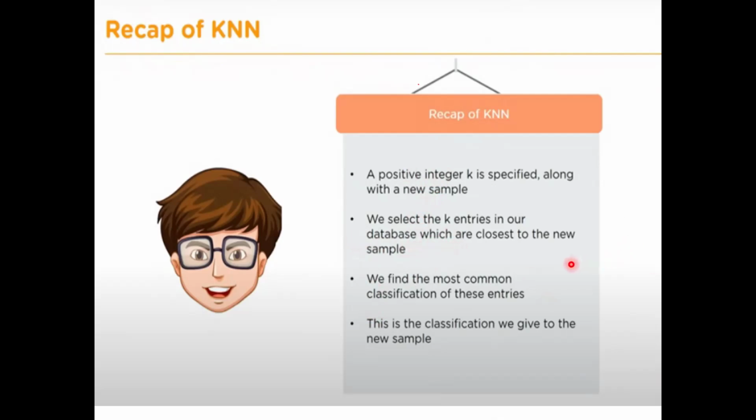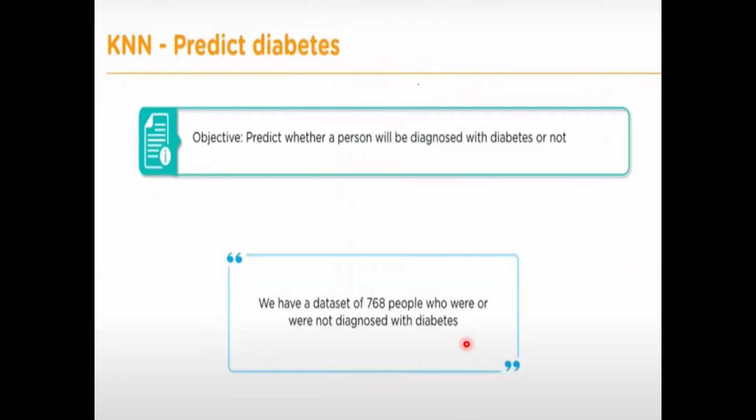That is the second recap of KNN. And the third point we have to remember is we find the most common classification of these entries. When we apply some calculations on it, we find the most common classification among these entries. This is the classification we give to the new sample. This is where our KNN algorithm works.